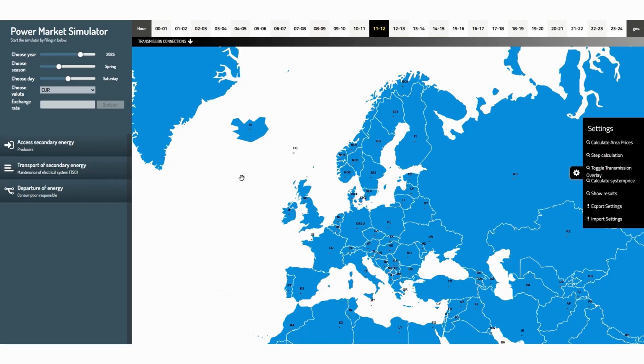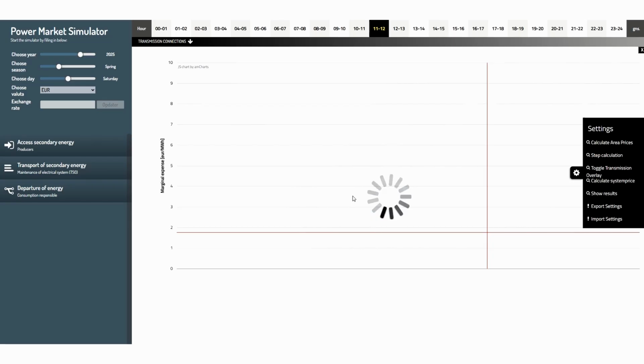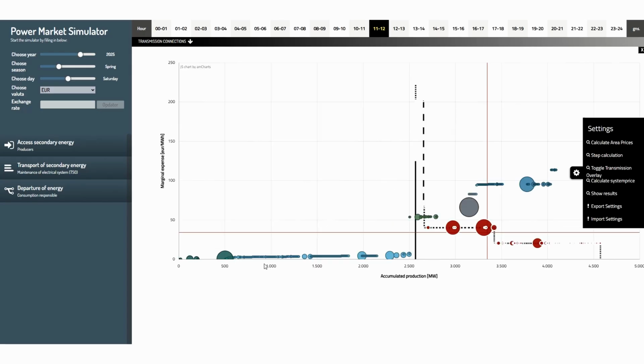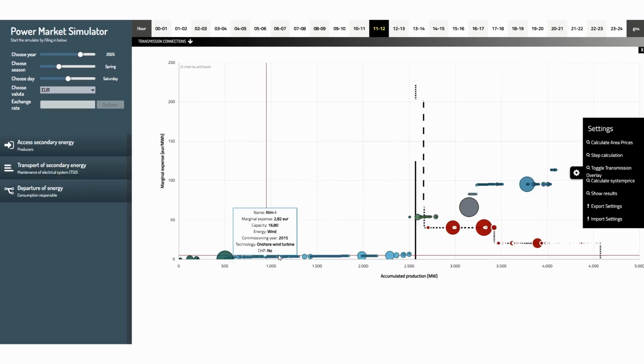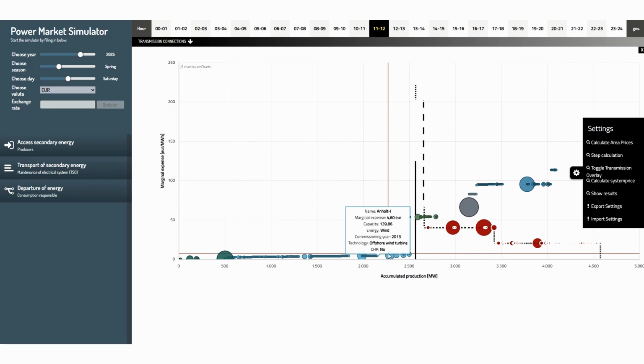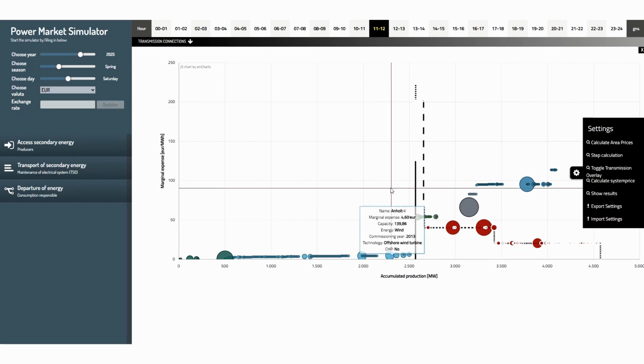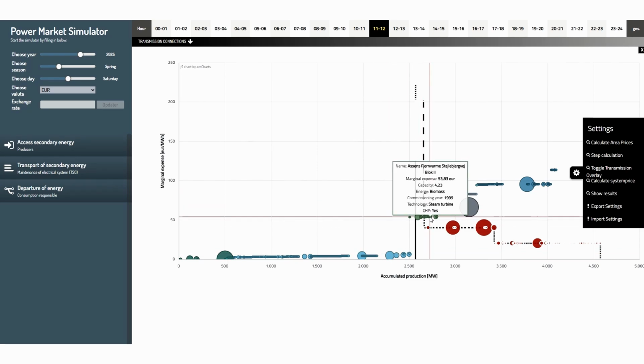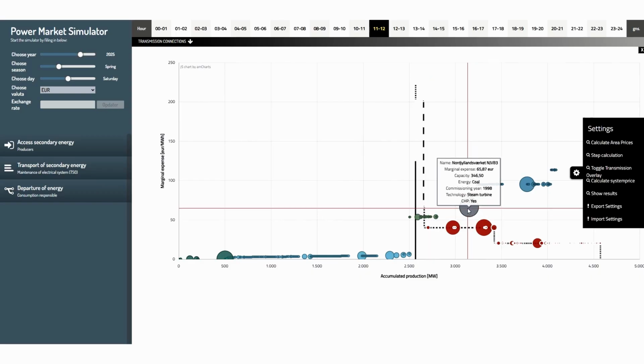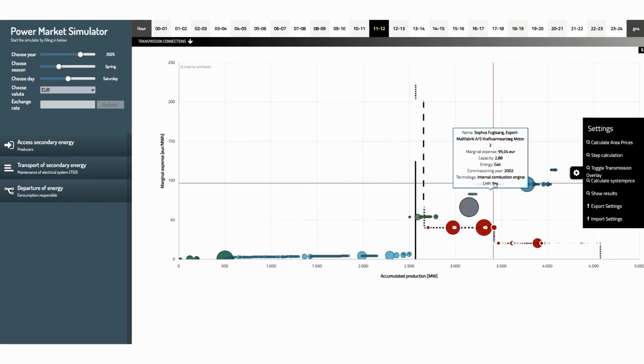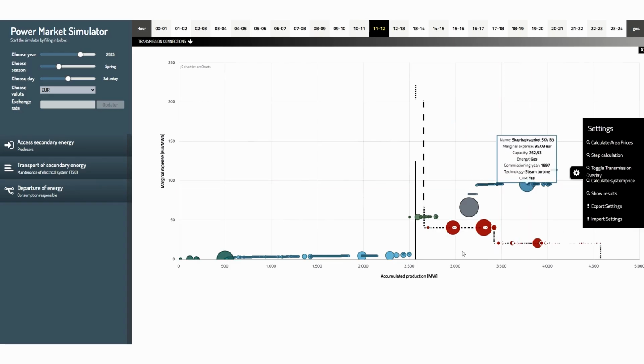The first thing we should do here in task number 9 is that we must open the demand and supply curve for DK1. I do that with right click here on DK1, and then you will see the supply and demand curves. Here you can see the onshore wind turbines, and you can see offshore wind turbines here, and you can see some biomass units here, and there is a coal-fired unit here, and then there are a lot of gas-fired units here.